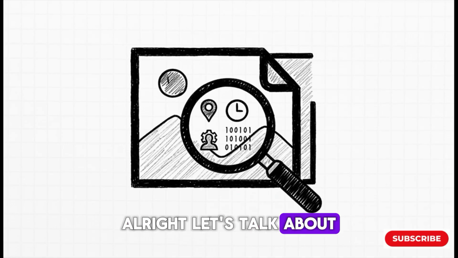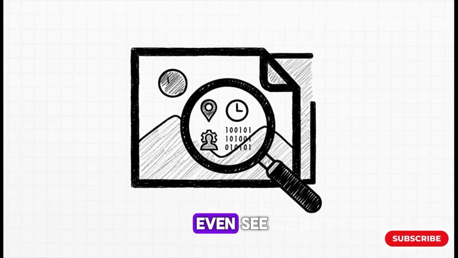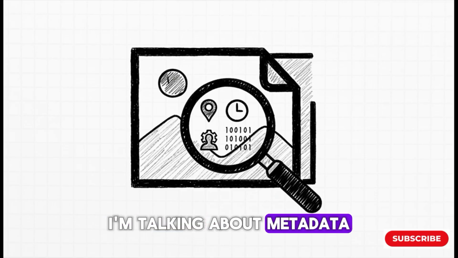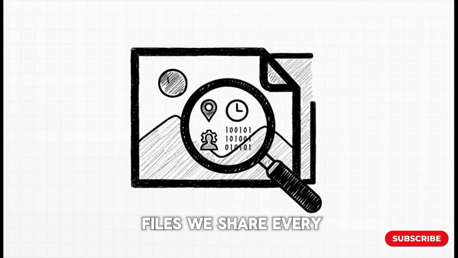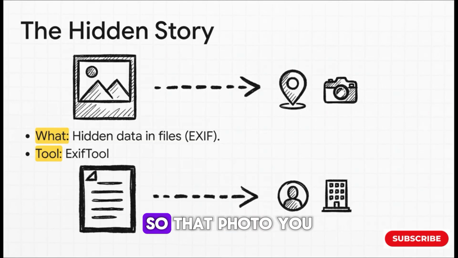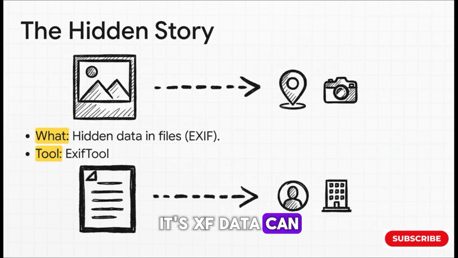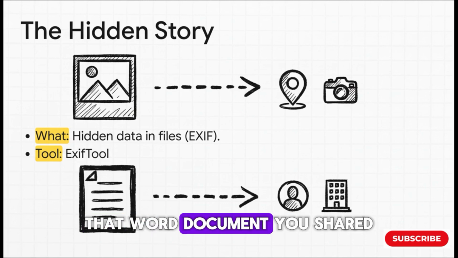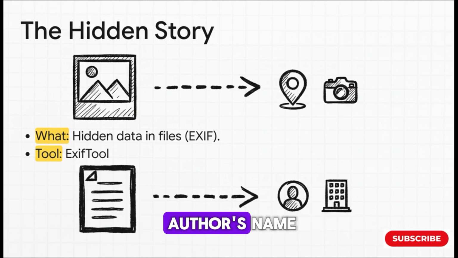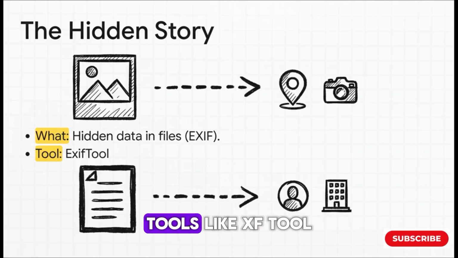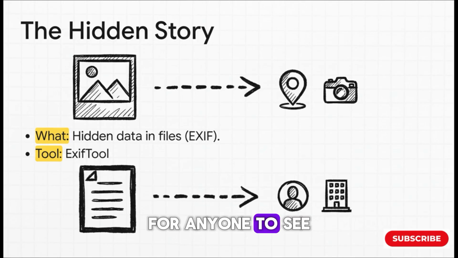All right, let's talk about the hidden stuff, the clues you can't even see. I'm talking about metadata, the invisible data that's embedded in the files we share every single day. So that photo you posted, it's not just a picture. Its EXIF data can hold the exact GPS coordinates of where it was taken, sometimes right down to the street corner. That Word document you shared, it might contain the author's name and the company they work for. Tools like EXIF Tool can pull this hidden story right out of the file for anyone to see.